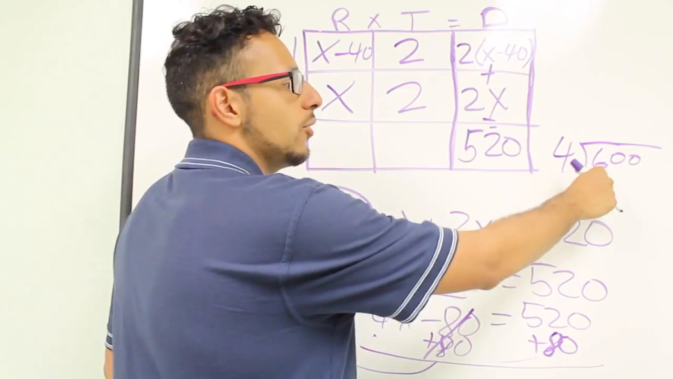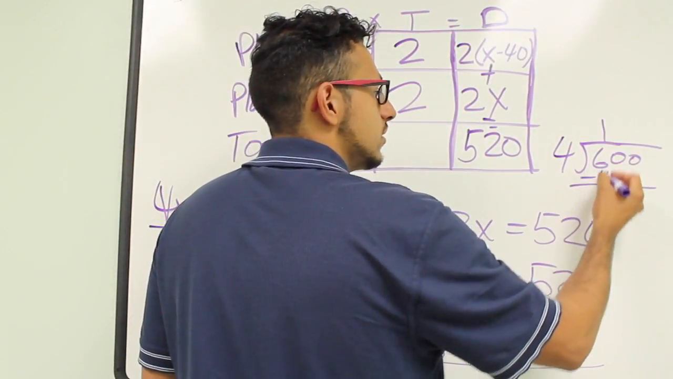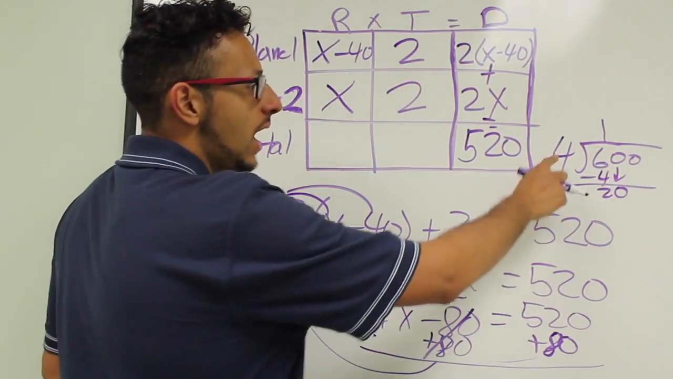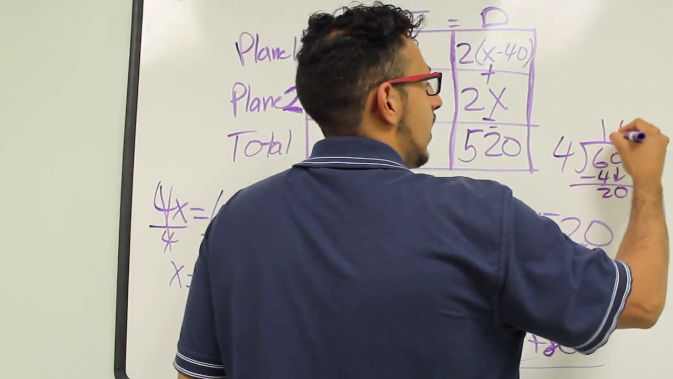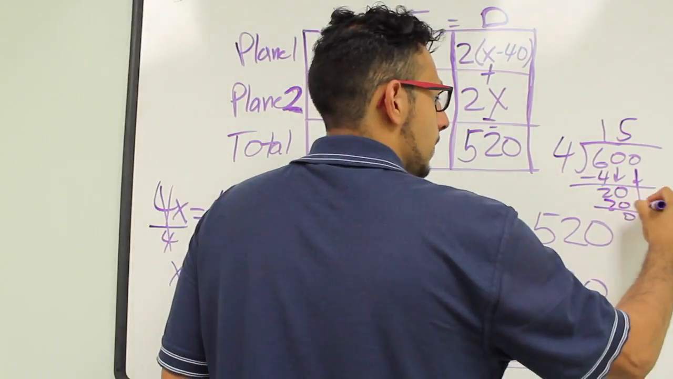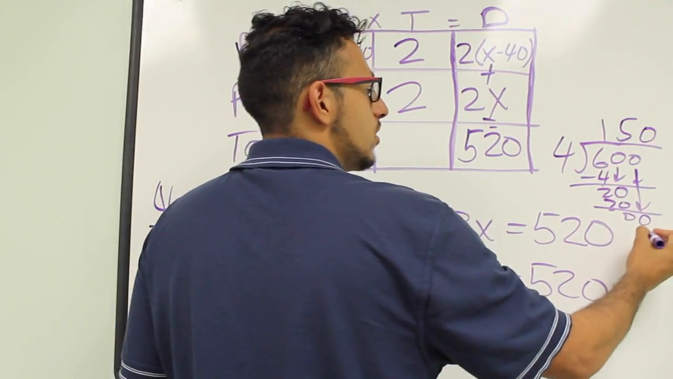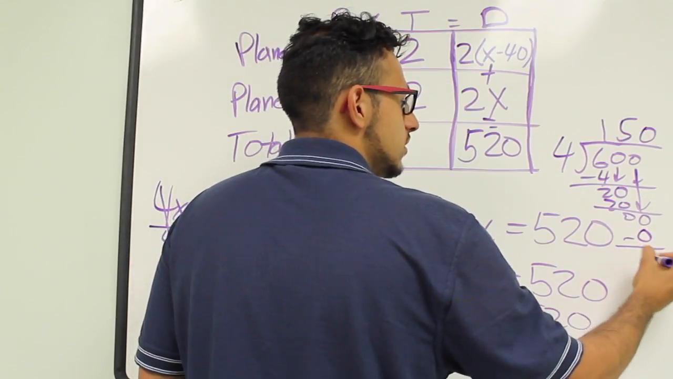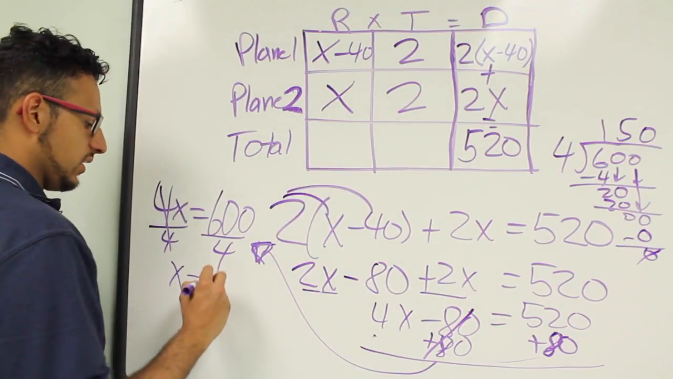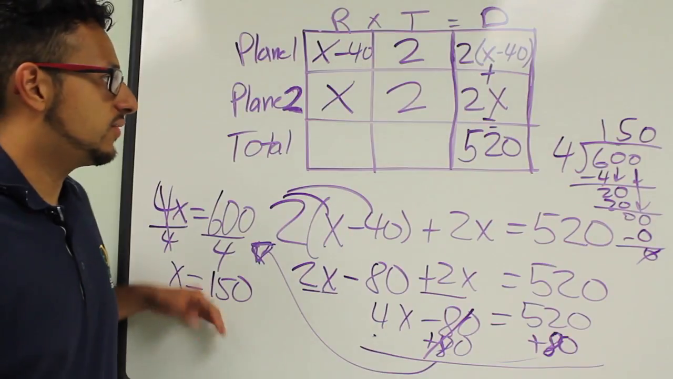How many times does 4 go into 6? Once. So 1 times 4 is 4. Subtract, you get 2, bring down the 0. How many times does 4 go into 20? 5 times. So 5 times 4 is 20. You get 0. Bring down the 0. How many times does 4 go into 0? 0 times. So 0 times 4 is 0. Minus 0, no remainder. So 600 divided by 4 is 150. So we solved for x, which is 150.